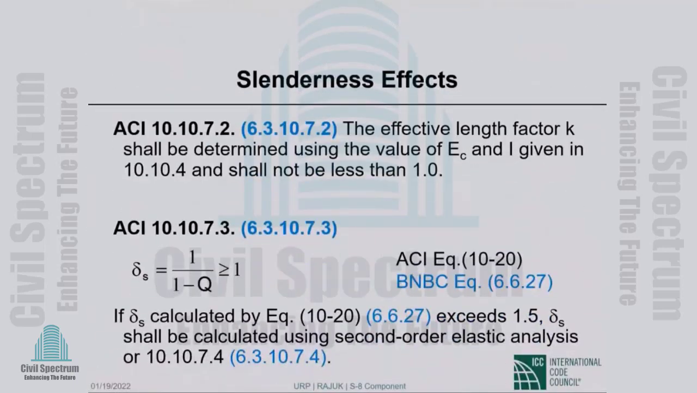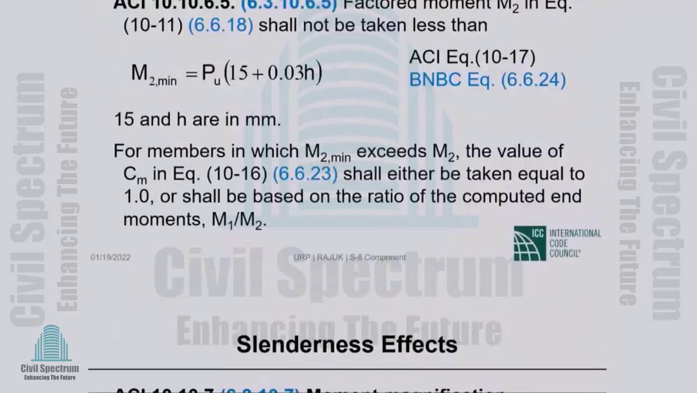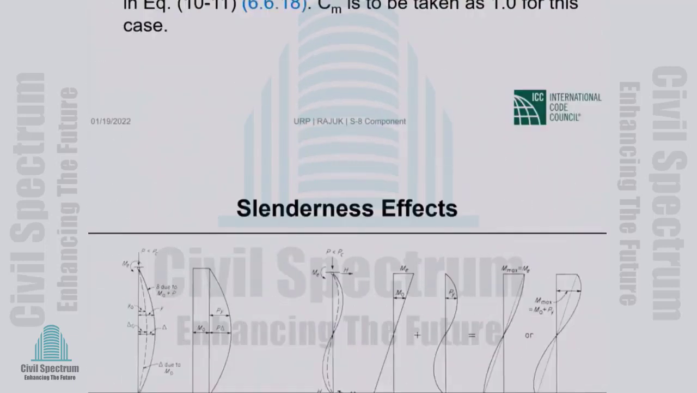Okay, so the effective length factor K shall be determined using the value of E sub C and I given in 10.10.4, and shall not be any less than 1.0. So you can find your K from that chart. It obviously shall not be any less than 1.0. The sway magnifier delta sub s is 1 over 1 minus Q, and it is larger than or equal to 1. Q, remember, is very important, the secondary to primary moment ratio.